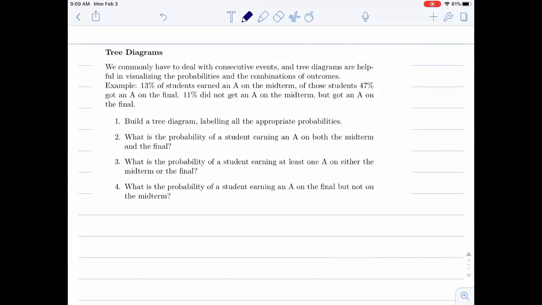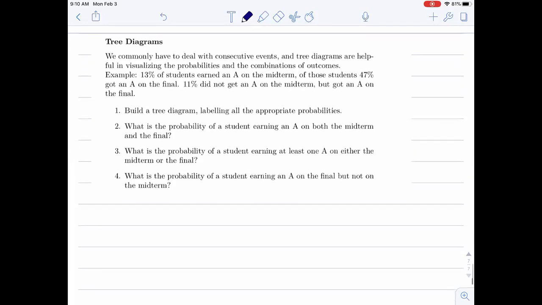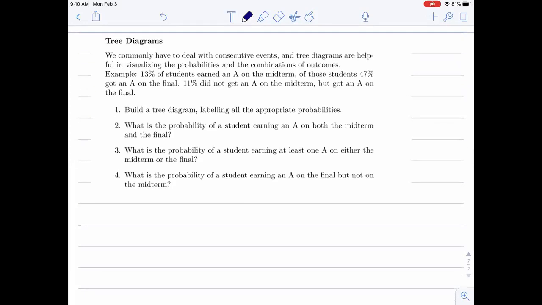So if we're talking about consecutive events, right? So first this happened, then this happened, then this happened, right? First I roll my die and I roll a 2. Then I roll it again. I roll another 2, right? There's a probability of not rolling a 2 at every step, right? But there's also a probability of rolling a 2 followed by a 2 followed by a 2, for example, right? And so we need to organize that, and the easiest way, like I said, is a tree diagram.